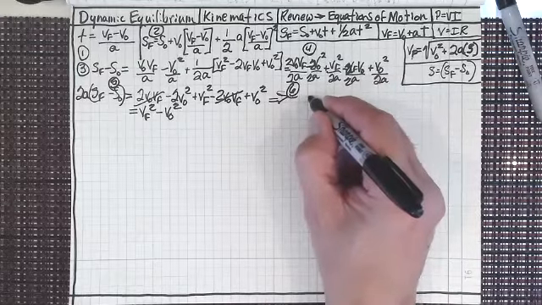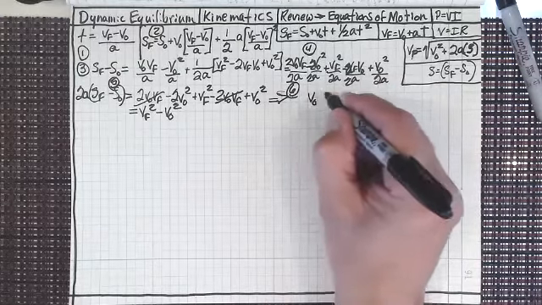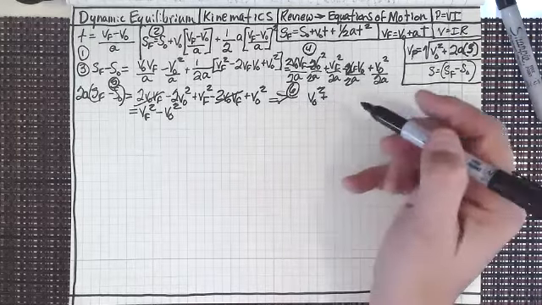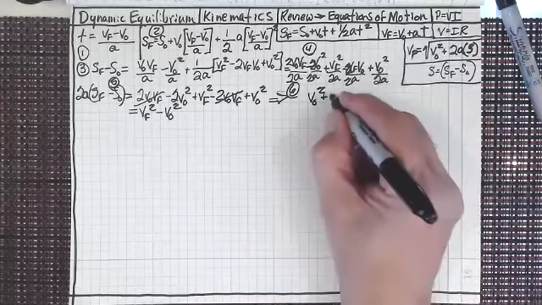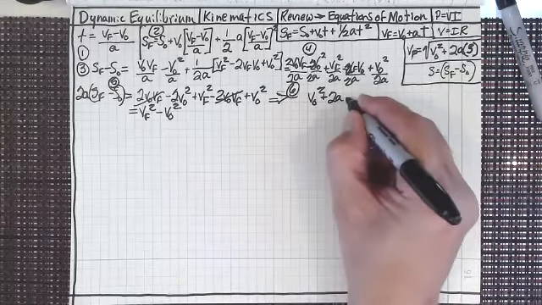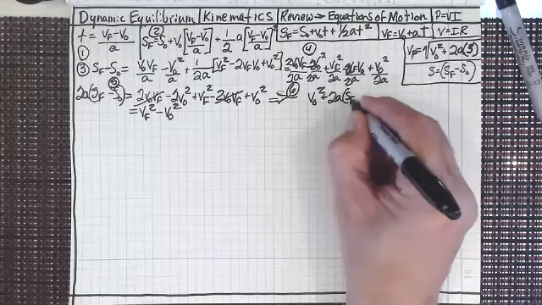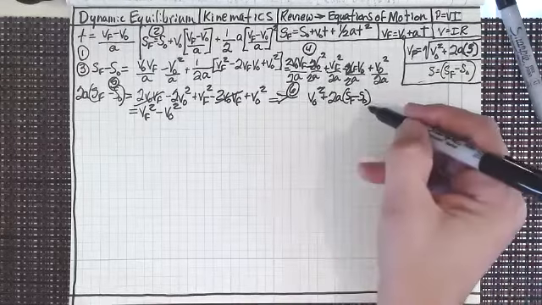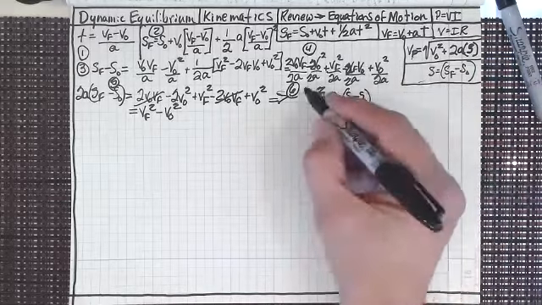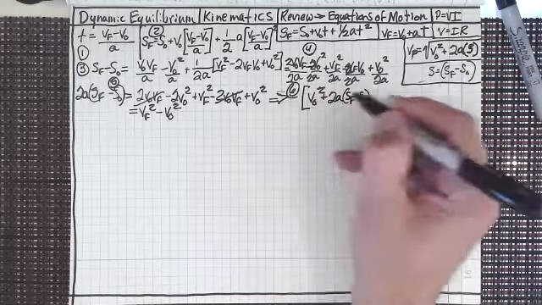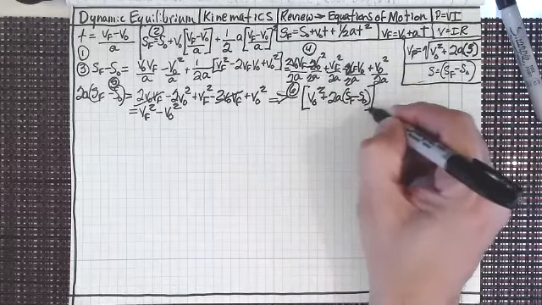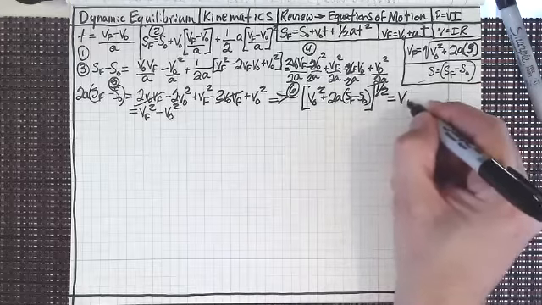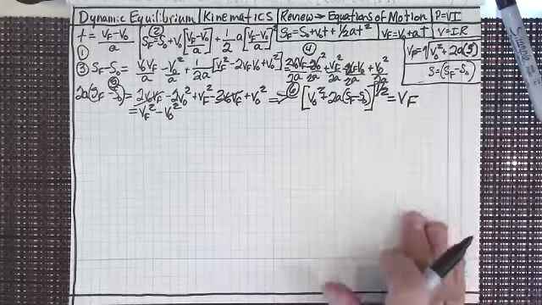V sub o squared plus 2 times A times S sub f minus S sub o, which of course is what S is. And then if I take that to the square root, that gives me my final.